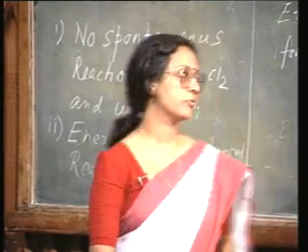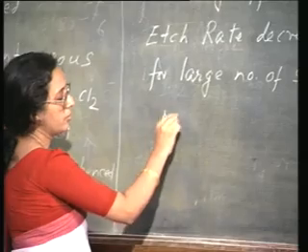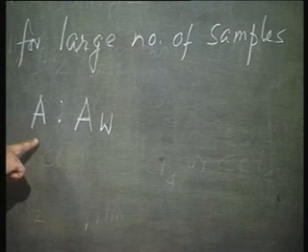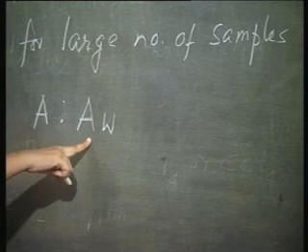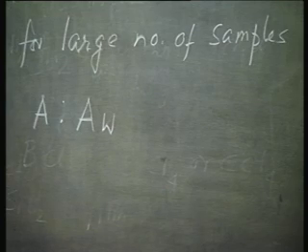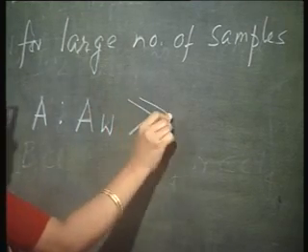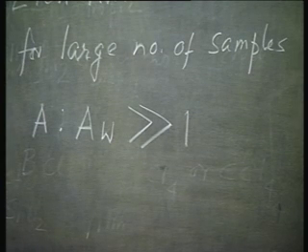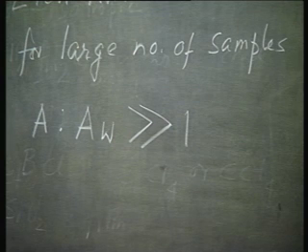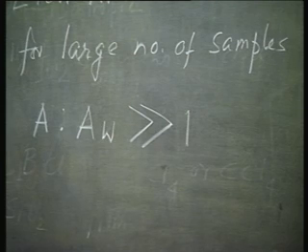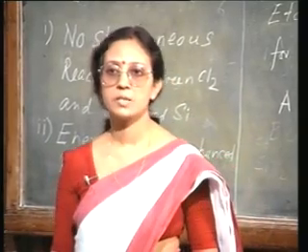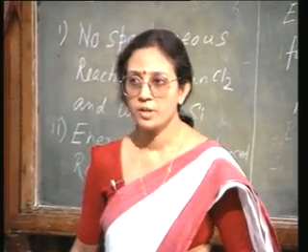The ratio of reactor chamber area A to the wafer sample surface area AW must be very large. That is, in other words, your chamber should be big. The bigger your chamber, the less is the loading effect. Okay? So, the loading effect can be minimized by simply keeping the chamber area much larger.